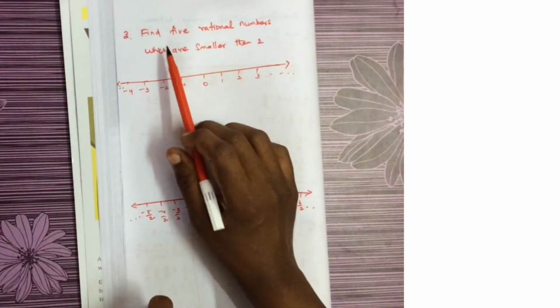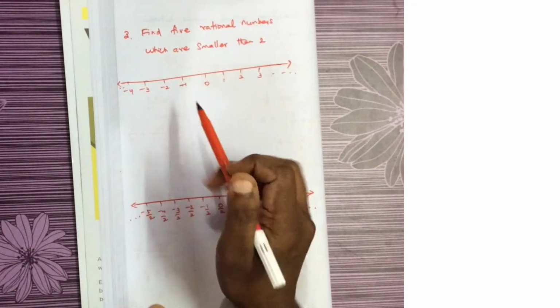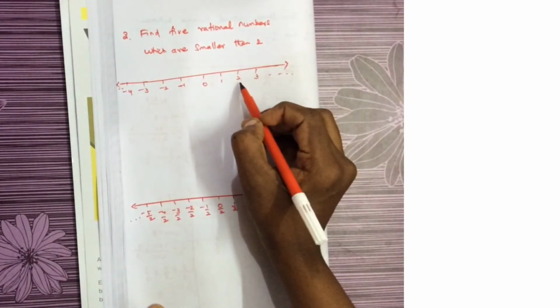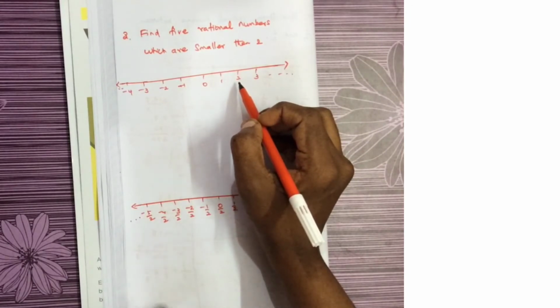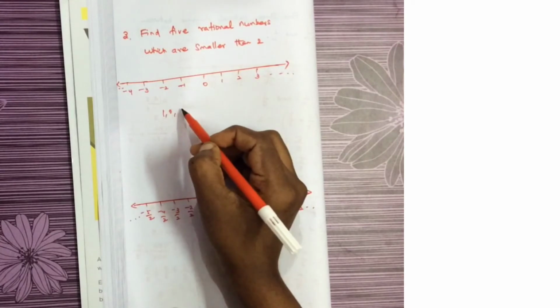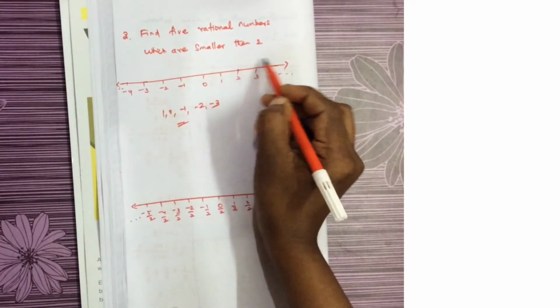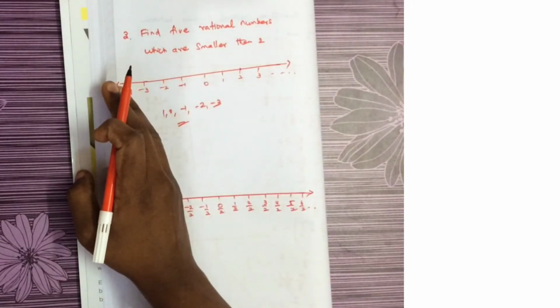The third problem is to find 5 rational numbers which are smaller than 2. So here is the number line and this is 2. So you have to write 5 rational numbers which are smaller than 2. So you can write 1, 0, minus 1, minus 2 and minus 3. So these are the numbers greater than 2 and these are the numbers smaller than 2.